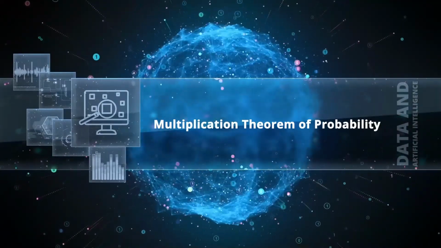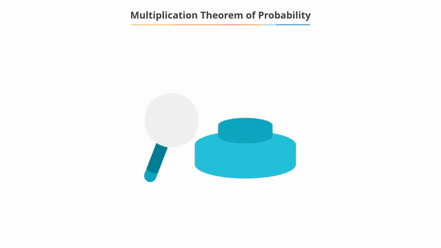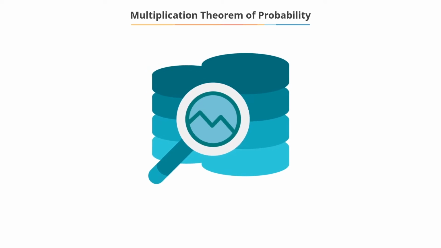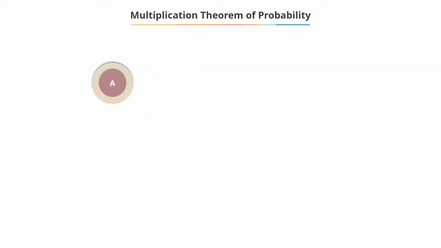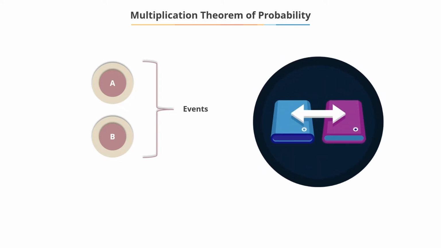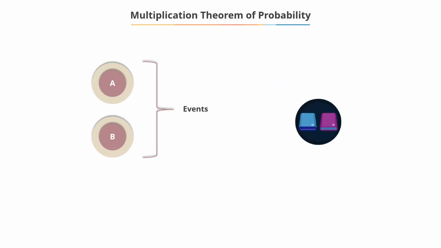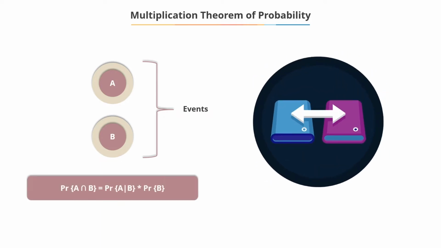Multiplication theorem of probability. In this video we will look at the multiplication theorem of probability. It states that for two events A and B, the probability of A and B is equal to the probability of A given B multiplied by the probability of B. Probability of A intersection B equals probability of A given B multiplied by probability of B.